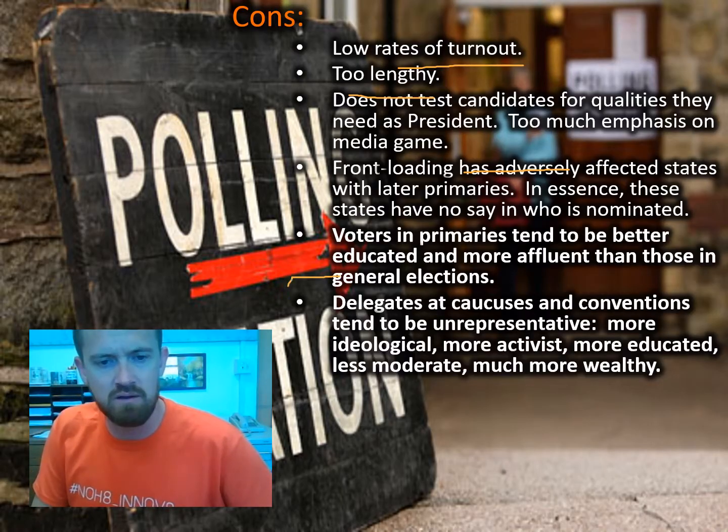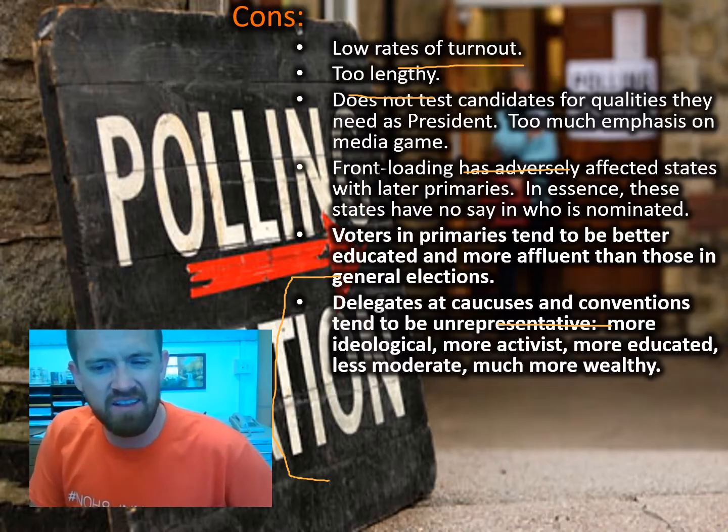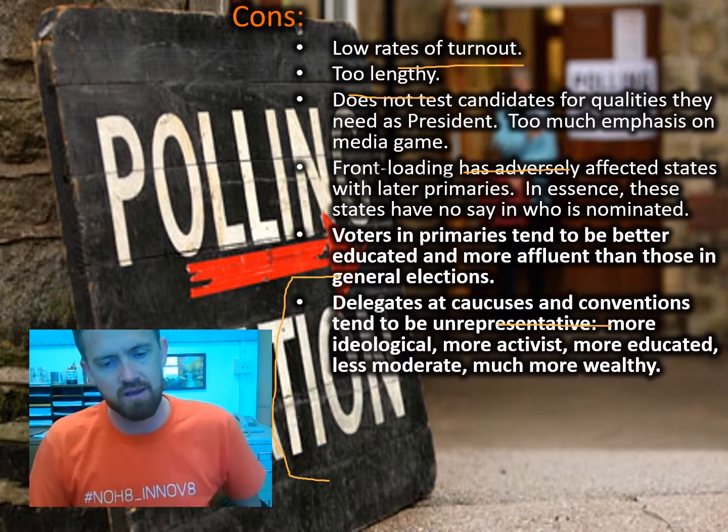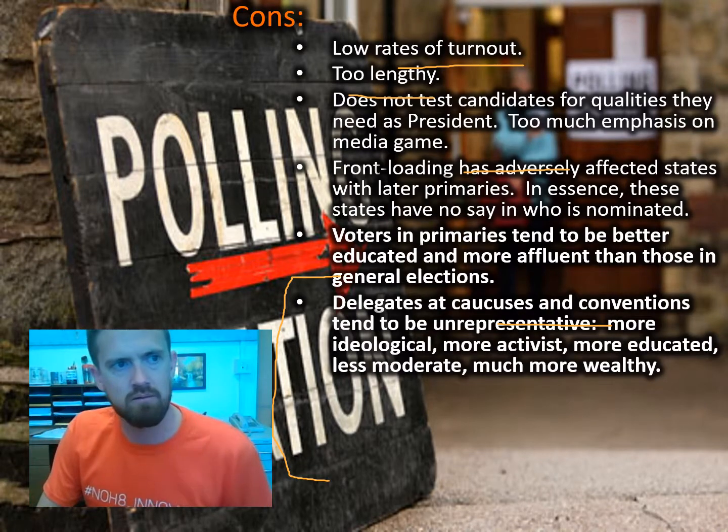We got some bold words down here, so write down on your paper that voters in the primaries tend to be better educated and richer than people that vote in the general election. And the delegates that go to these conventions tend to be more extreme. They've got money, they're whiter, they're more educated, they're not moderate.